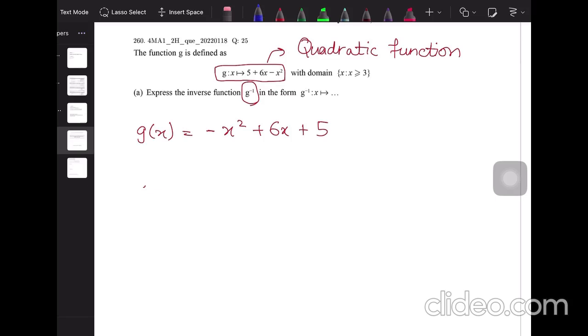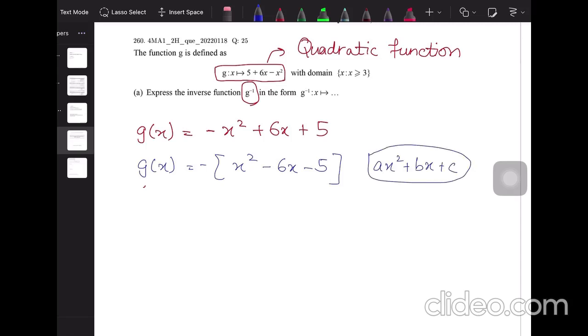So for that, I'm going to take the negative common, like this. This makes the x squared positive, but the signs of the other terms are changed. So now it's in the general, standardized form, which is ax² + bx + c, just for your knowledge. This form can be used for applying the quadratic formula.